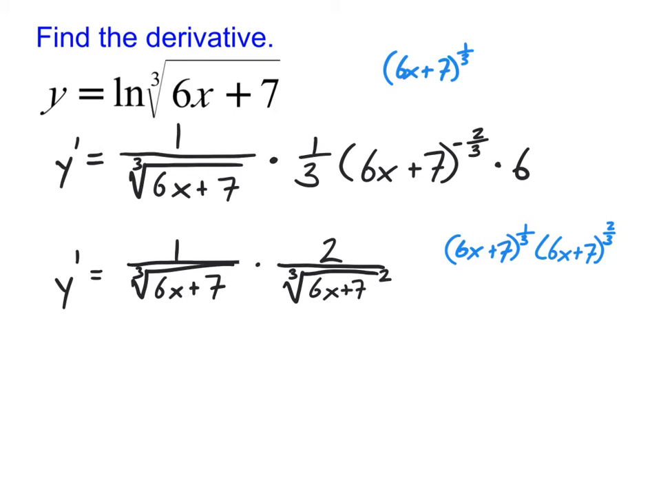We add them, because the bases are the same. They're both 6x plus 7, so we can get away with that. And if I add 1/3 and 2/3, that just equals 1. Which means that this thing really does get a whole lot simpler, because when I multiply them out, I just end up with 2 over 6x plus 7. And that's it.